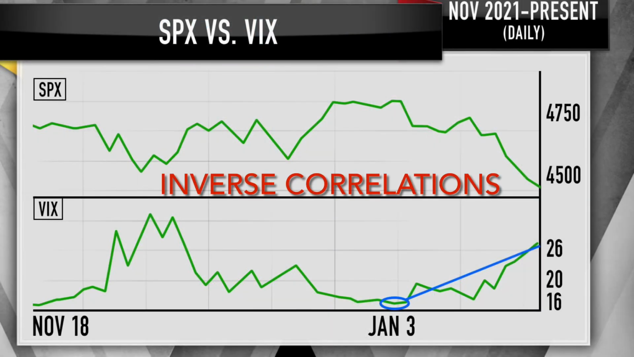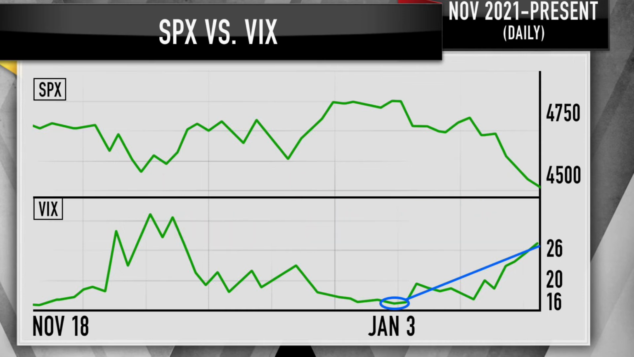The VIX works inversely against the SPX. The SPX is just the S&P 500. For those of you unfamiliar, you might want to go back and look at some of my videos. That just means the top 500 companies of America.